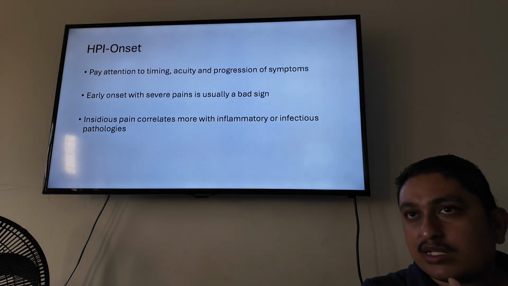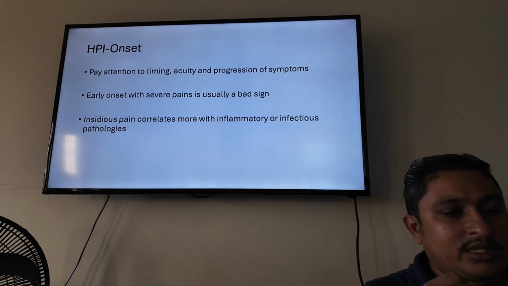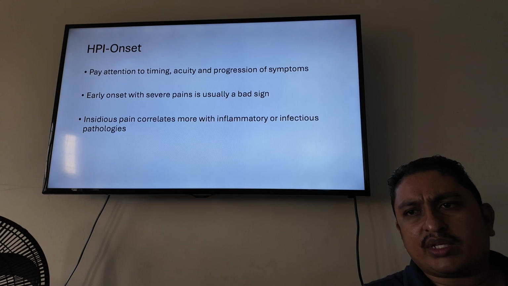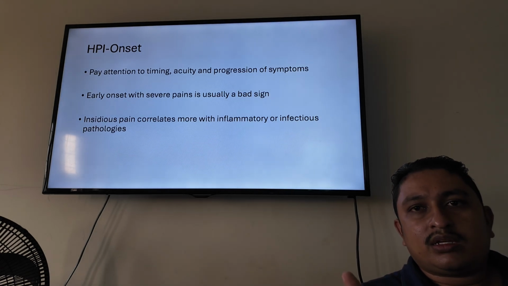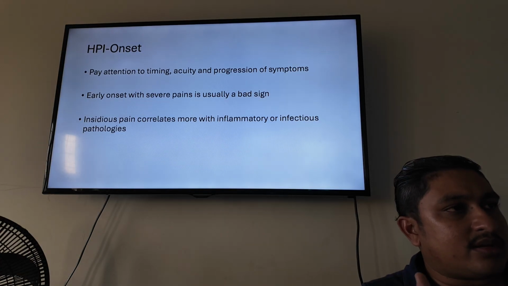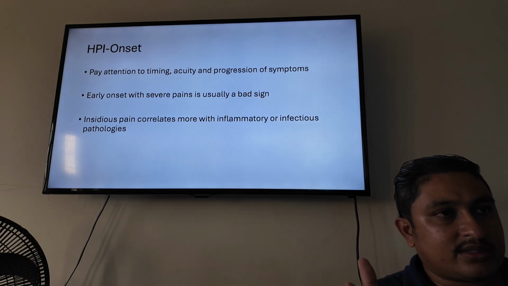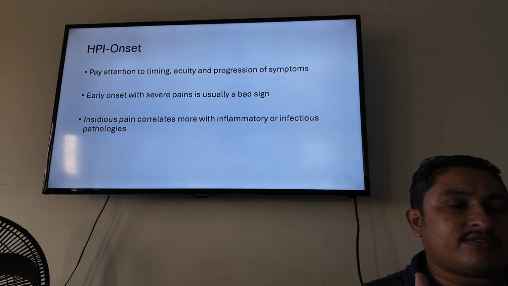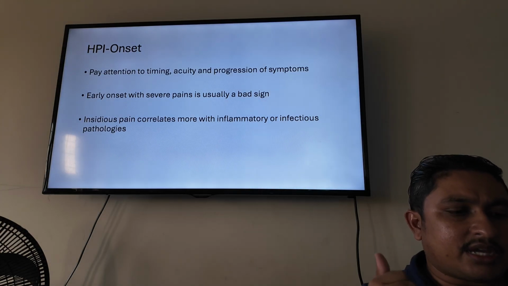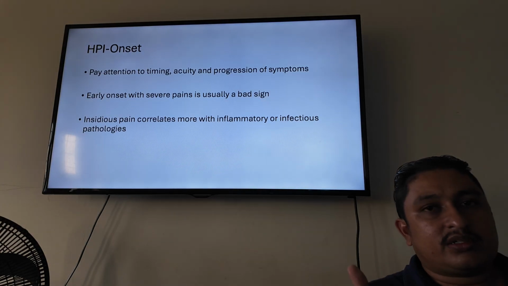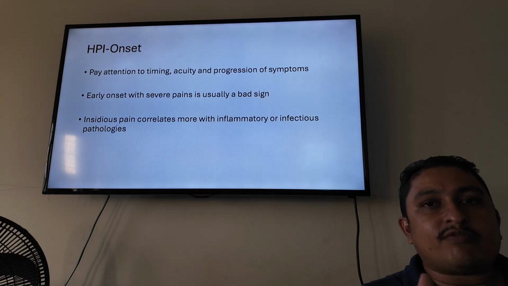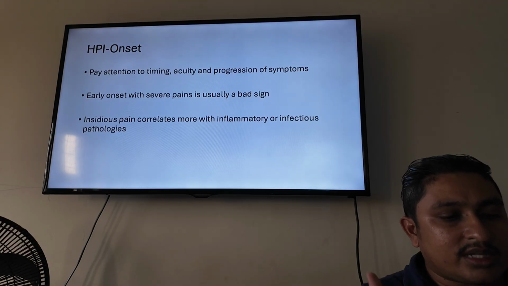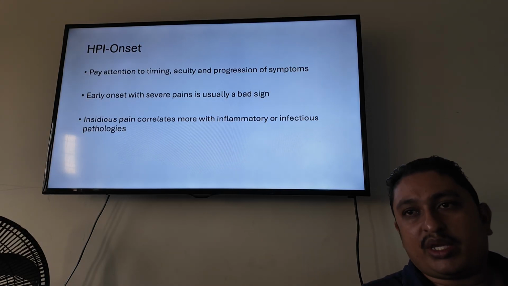Insidious pains, you have a little bit more time to play around with, and they usually correlate more with an inflammatory or infectious process. A good example is somebody who may come in with diverticulitis. Those always have some insidious onset of pain, right? Persons can have mesenteric ischemia, but not complete blockage, and these patients may have a more insidious character to their pain.